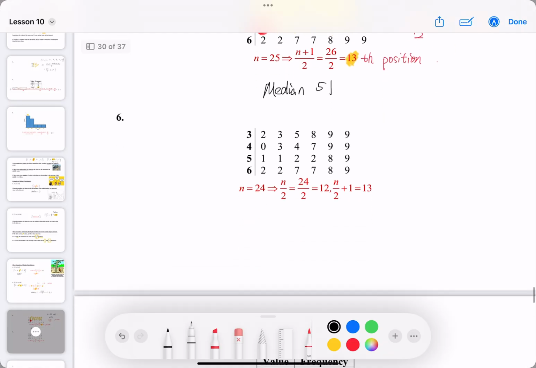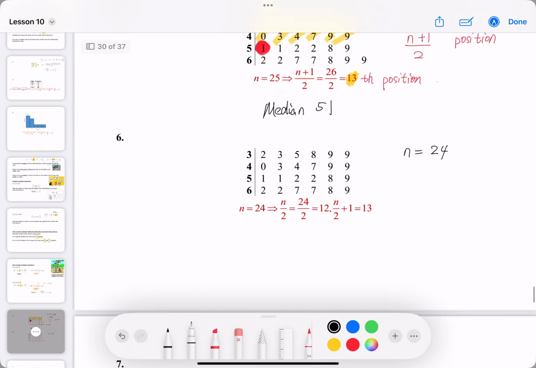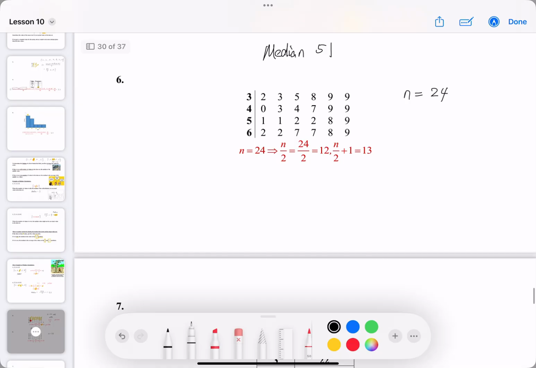Okay, let's see the next example. Similar question. How many values are in this data set? We're having 24. Previously we had one more, 25. This is 24. Okay, 24 data. So we need to break down my data set equally into half. So first 12 numbers, last 12 numbers. And I need to find the last value in the first part and the first value in the second part.